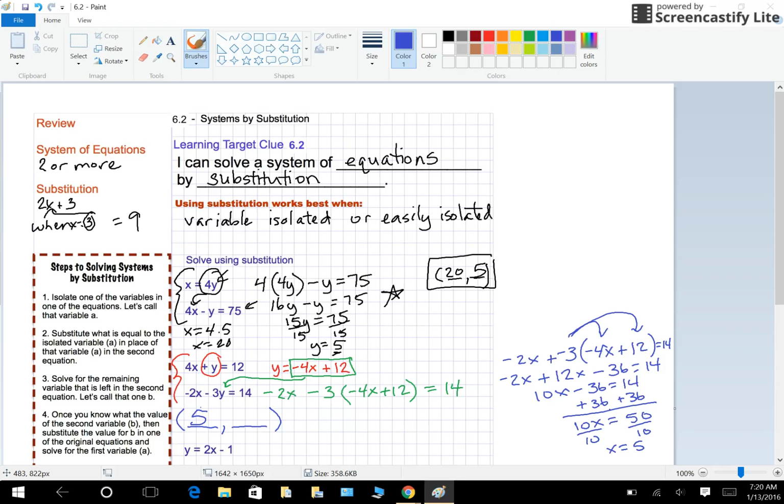Now I just need to figure out what the y value is. And the way that I do that is I take the value of x and I plug it into one of the equations. I'm going to use this one because it looks to me to be the easiest to solve. So you go ahead and plug in 5 for x and see what you can come up with.